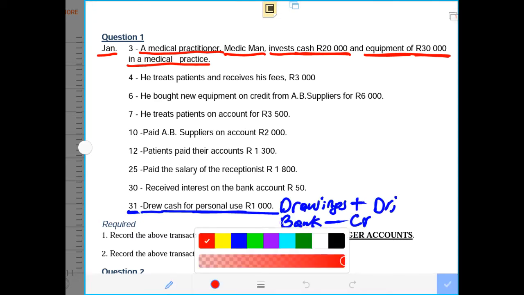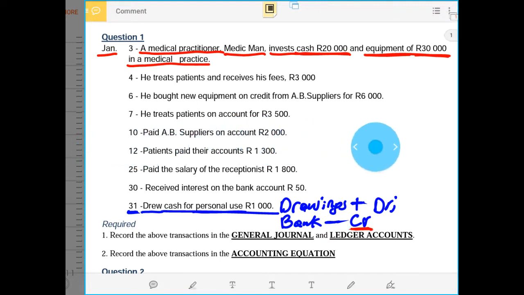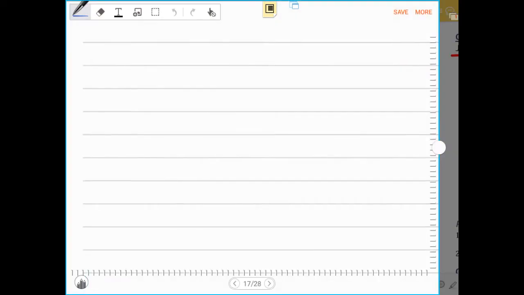And we know that bank decreased on the credit side. So that is why we record that as a negative on the credit side. Then now we record these drawings, where the owner withdrew an amount of 1,000 rand. Then it's debit and it's credit. And the date is on the 31st.